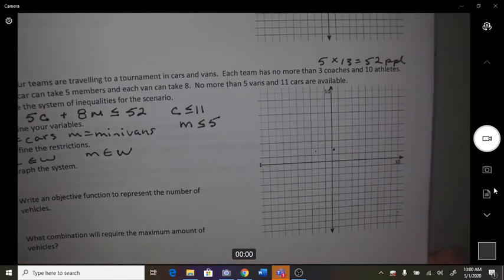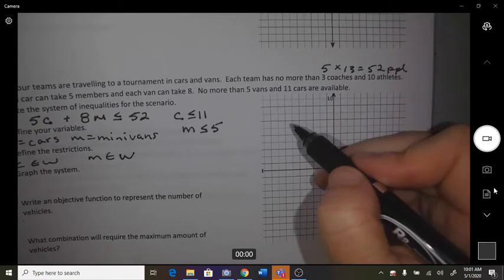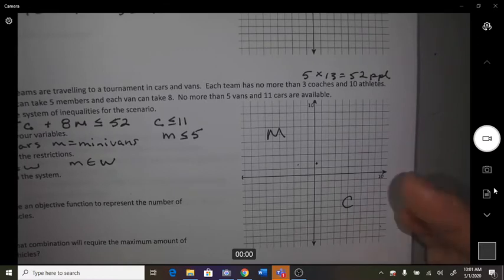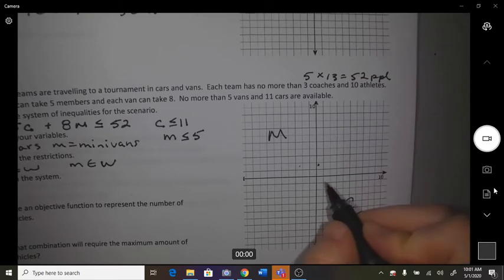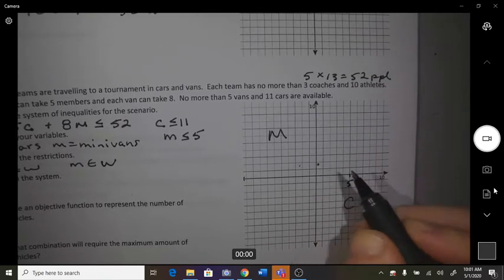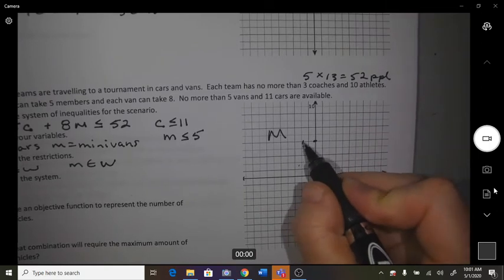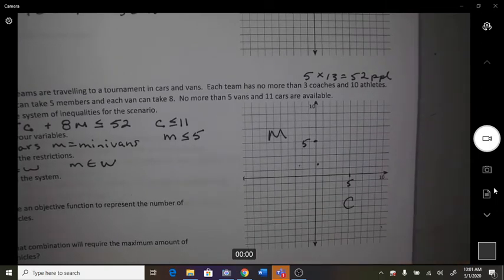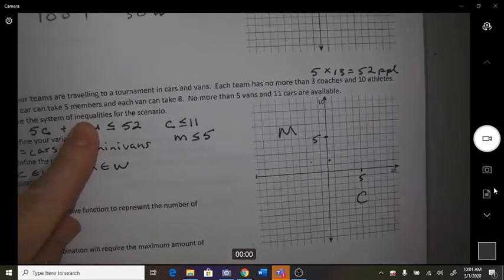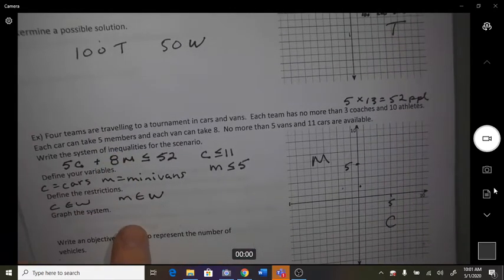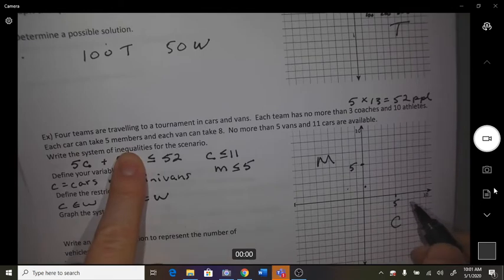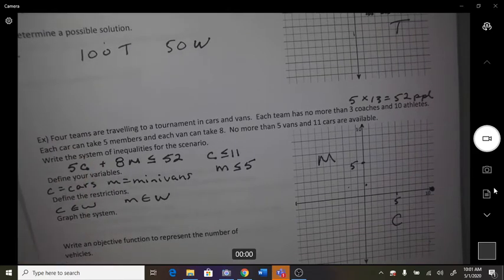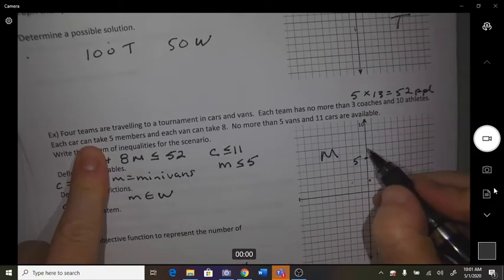Graph this system. Okay, so I'm going to put C here, minivans there. Let's just say we're going up by 1s. So that's 5, 5 and 10. Okay, so covering up that, 52 divided by 5. So the C intercept is 10.4. And covering that up, 52 divided by 8 is 6.5.